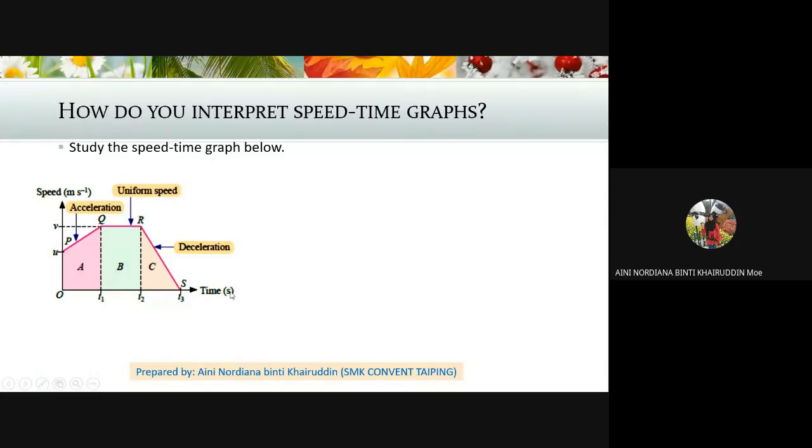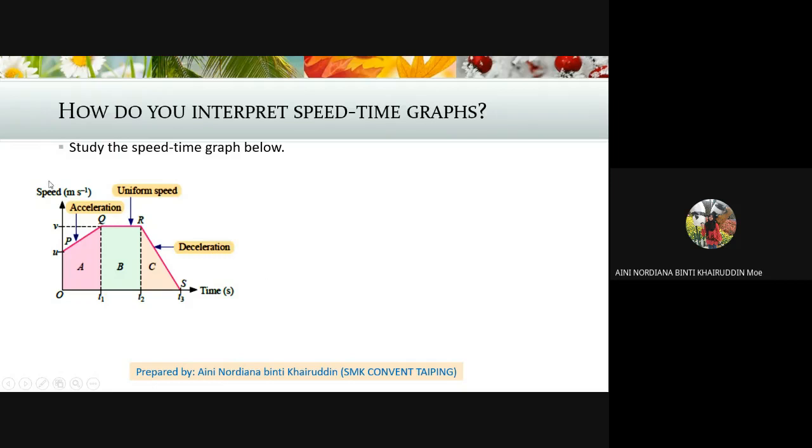For speed time graph, yang mendata ni adalah uniform speed. Banyak kali ulang dah ni. Okay, so nak bagi ingat tu. For distance time graph, yang mendata tu stationary atau stop. So kalau gradient ni adalah speed. For speed time graph, gradient acceleration yang mendata uniform speed. Tapi kalau yang negative gradient, itu adalah deceleration atau pecutan dalam bahasa Melayu lah.